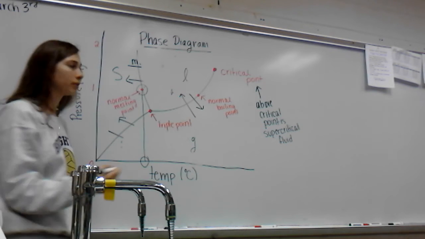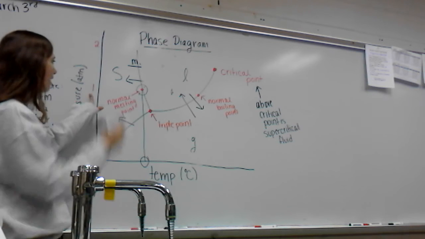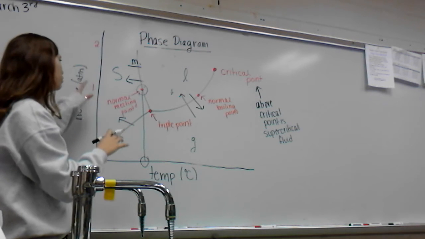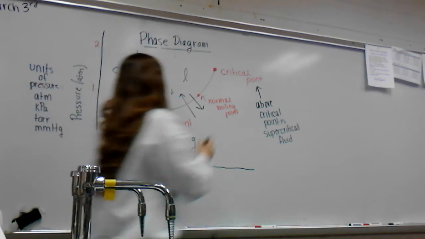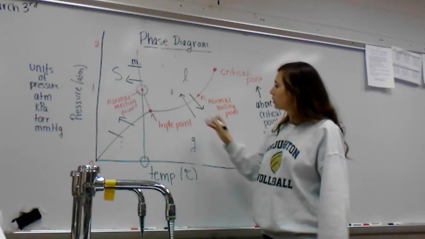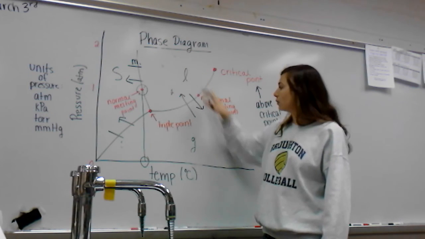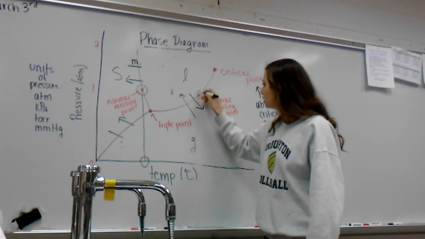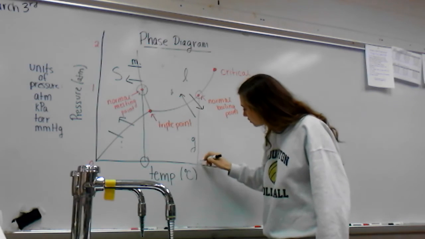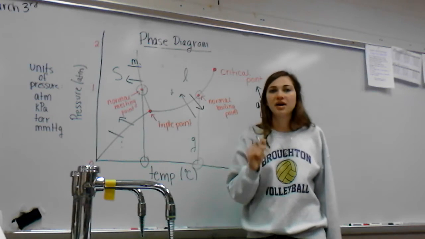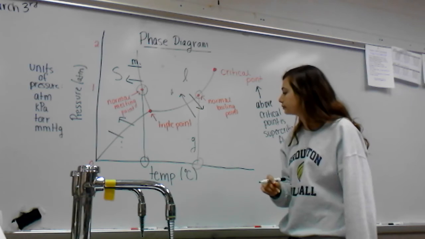Same thing for normal boiling point. Again, I have units of atmospheres here, so I go to 1 atmosphere, come over to where boiling occurs between liquid and gas, and follow it down. This is the temperature of my normal boiling point.